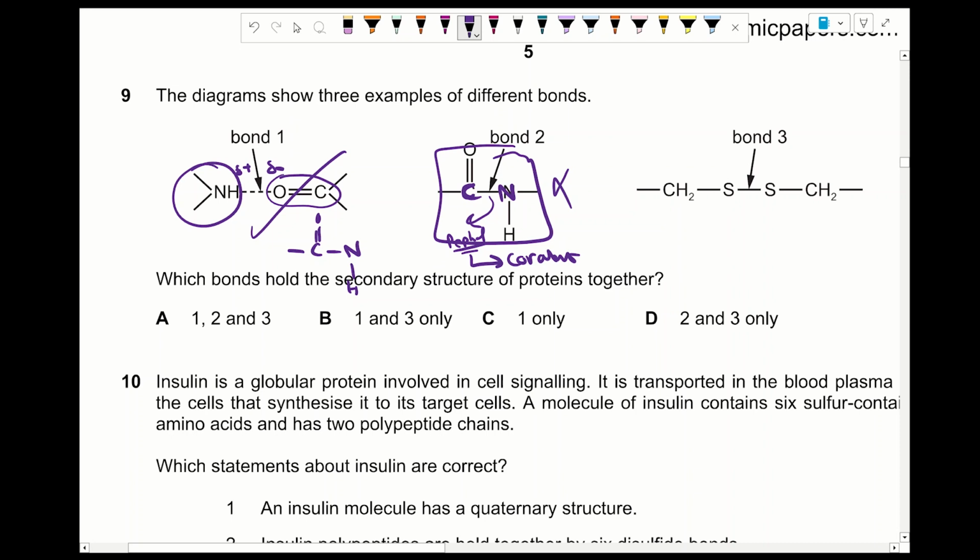Now, for bond 3. Bond 3 is a tertiary or quaternary structure. The reason for this is that for tertiary structure, there's something called disulfide bonds, which are also covalent bonds and hard to break. These form between the sulfur-containing R groups. Therefore, the answer is going to be C.